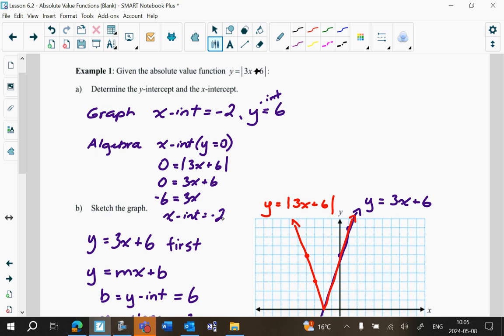When you're doing absolute values, when you have an equation, you don't change the sign until you get... We're going to talk about that next time.